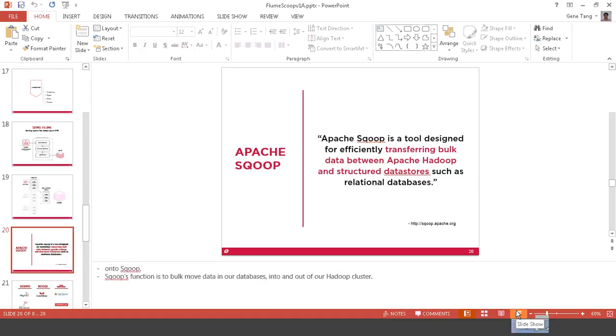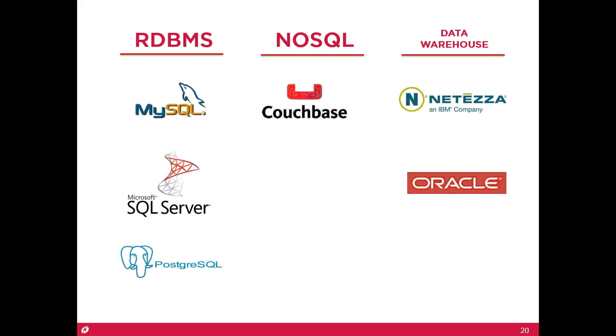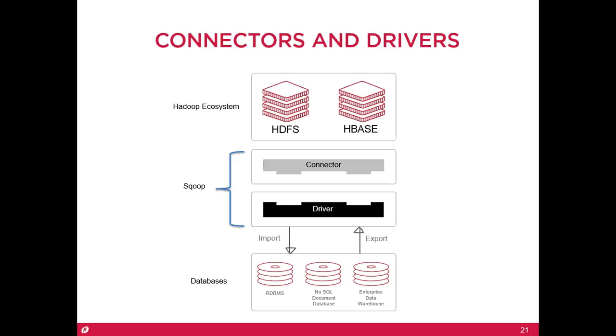and onto Sqoop. So, as mentioned, Sqoop's function is to bulk move data in our databases into and out of our Hadoop cluster. Now, out of the box, Sqoop supports multiple databases. You've got your relational databases like MySQL and SQL Server, documents stored in those SQL databases like Rackspace, as well as your data warehouses like Netezza, as well as Oracle. Now, Sqoop is just a client tool and not a daemon process like Flume. It brokers the movement of data between your Hadoop environment and your database environment.